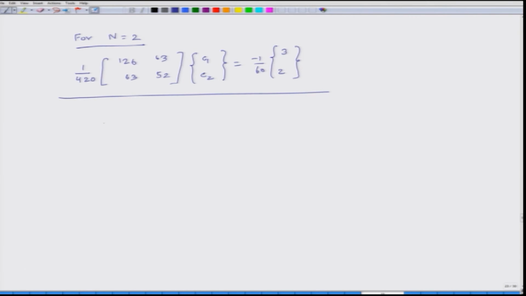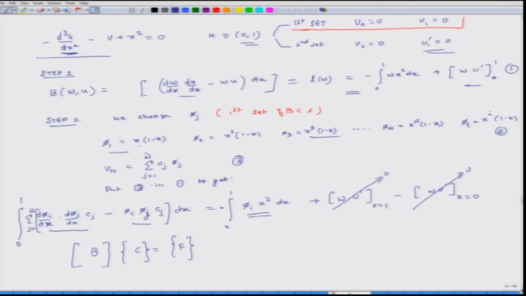So, this was for the first set of boundary conditions, when u was 0 at x is equal to 0 and at x is equal to 1. But we said that we will also solve it for the second set of boundary conditions. So, this is a different problem. Here u is specified at x is equal to 0, but it is not specified at x is equal to 1. Rather its derivative u prime is specified at x is equal to 1. So, we will solve this problem also.